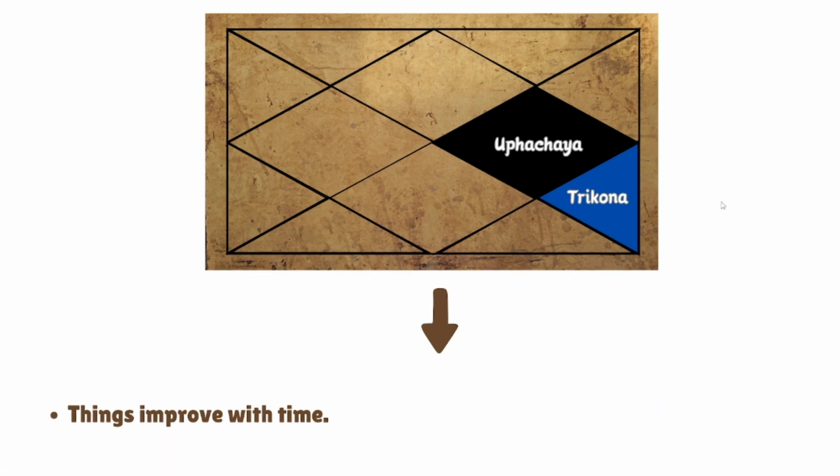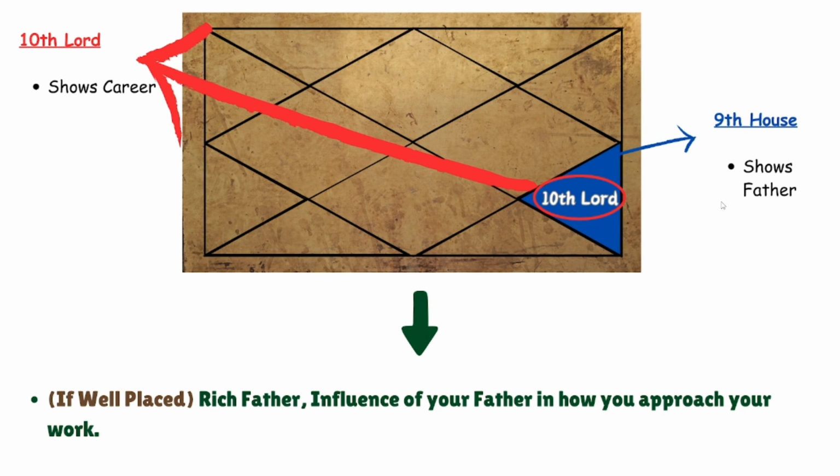Now, the 10th house, apart from being a Kendra house, is also an Upachaya house. In Upachaya houses, basically things start from scratch, and as and when you grow ahead in life, experience positive and negative experiences of life, gain wisdom from it, and mature in life, things start to improve with time. Now, the 10th Lord shows your career, and the ninth house is the house of your father.